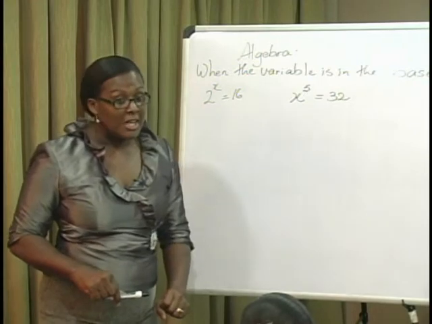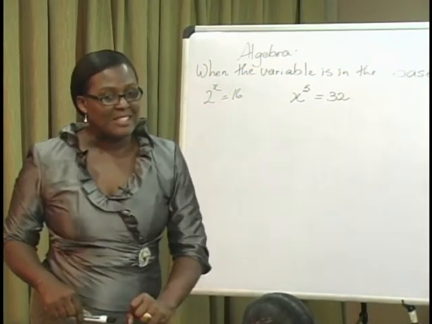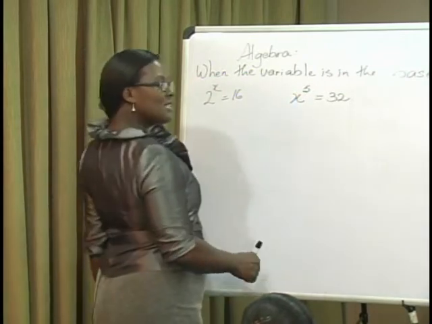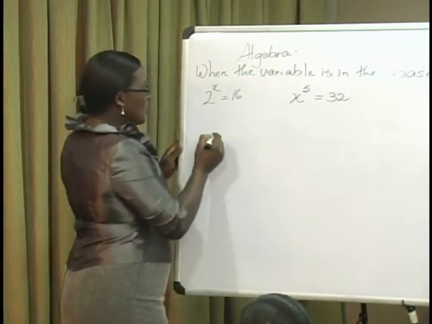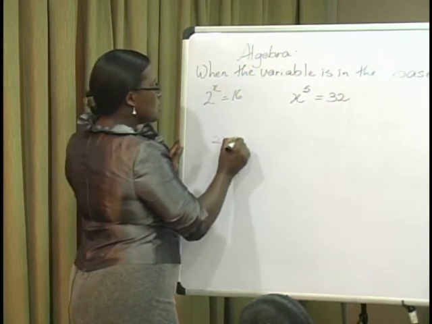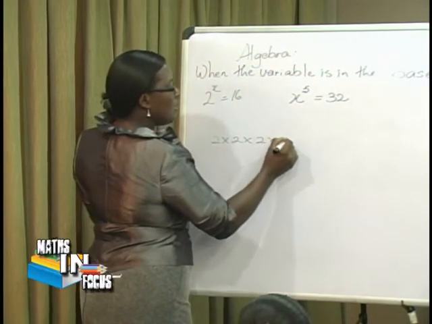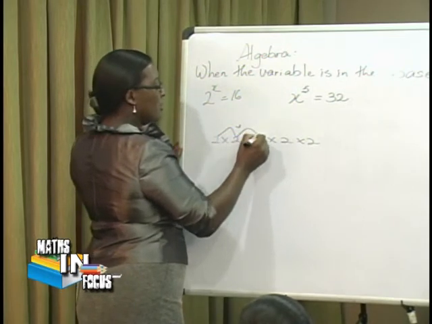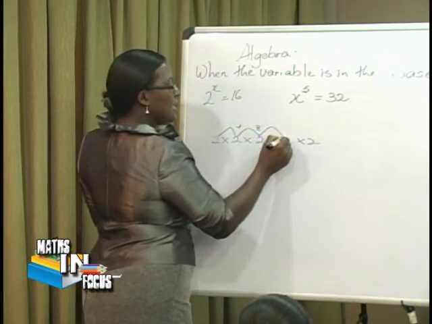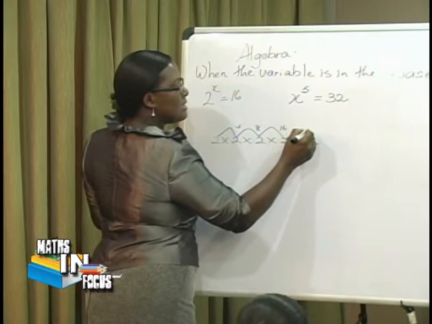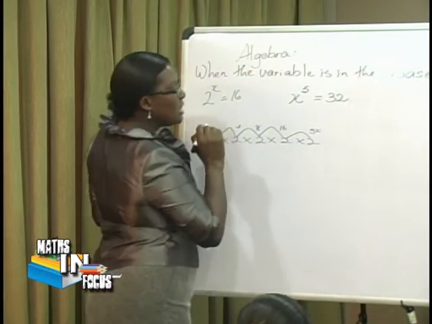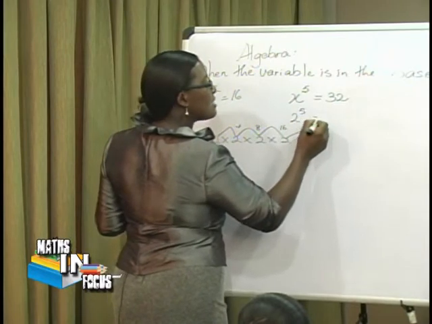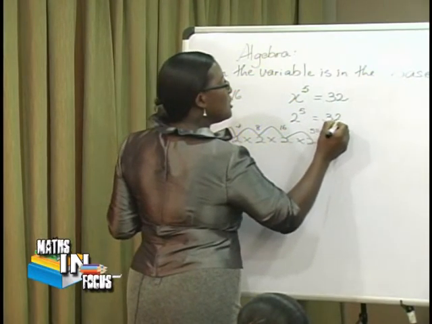Does anybody know that number? 2. Want to tell me, Ria? 2. Ria says 2. So let us try 2. So we're going to have 1, 2, 3, 4, 5. 2 2s are 4, 4 2s are 8, 8 2s are 16, 16 2s are 32. So we know that 2 to the 5th power has got to be 32.